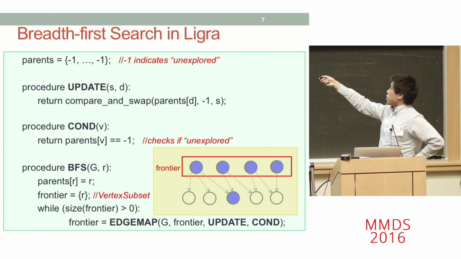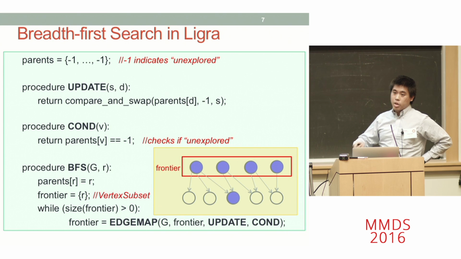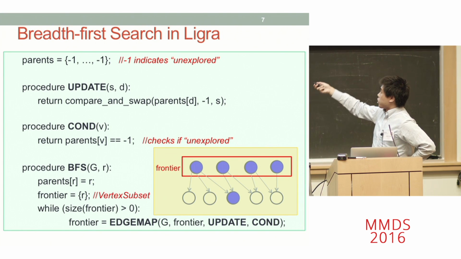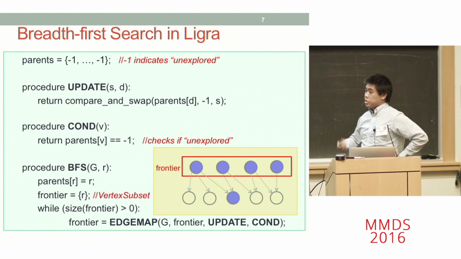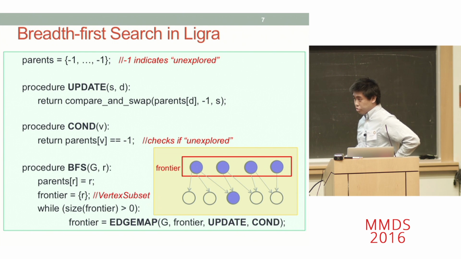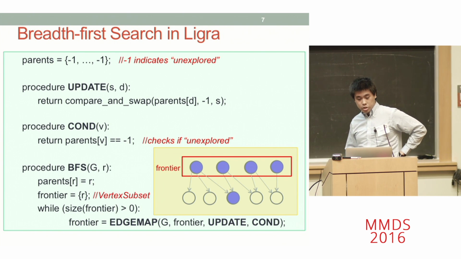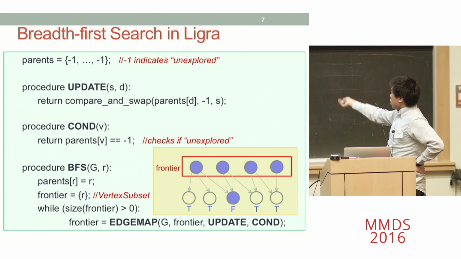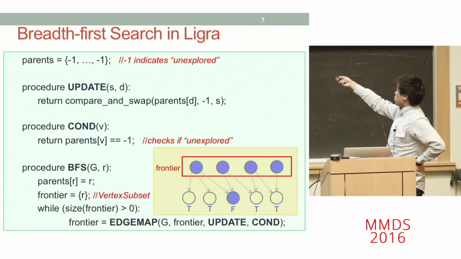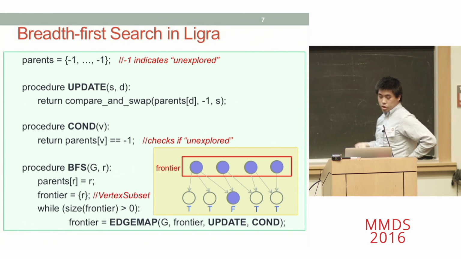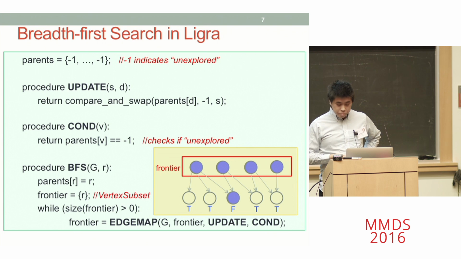The cond function for BFS just checks whether the neighbor has been explored yet or not. You can check that by checking if parents of the vertex ID is equal to -1. -1 means that it hasn't been explored. So we apply cond to all of the outgoing neighbors, and we get true for the unexplored vertices and false for the one that has already been touched.